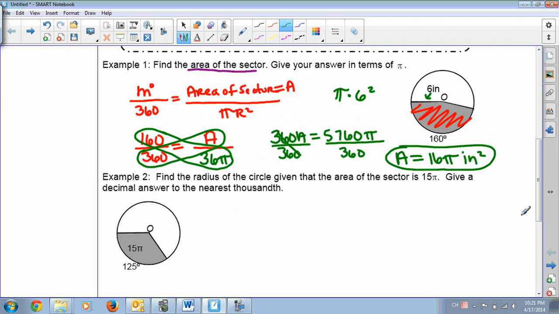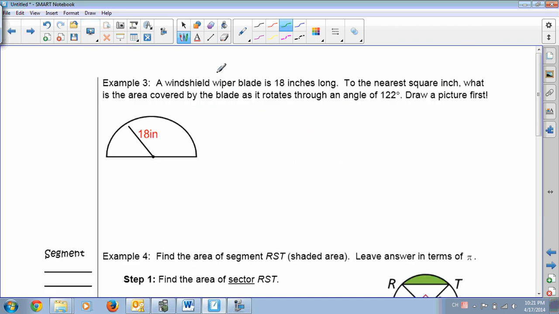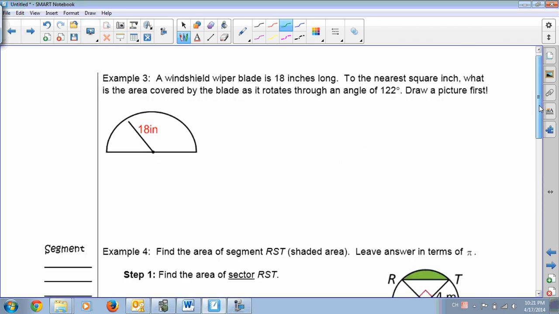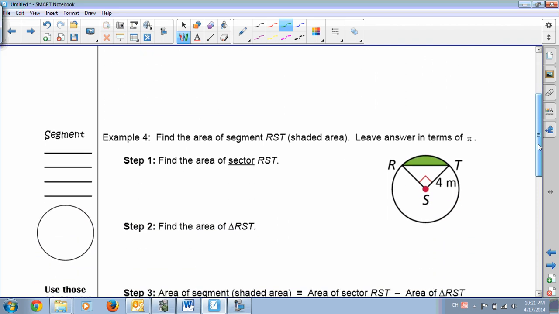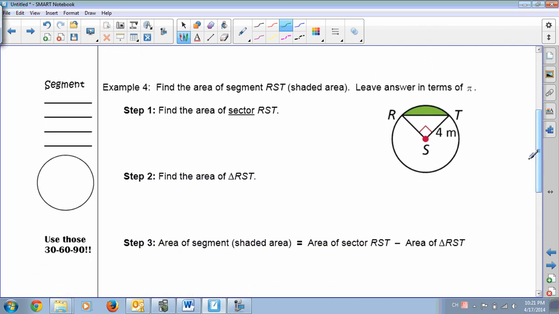Okay, we're going to save example 2 for class. Turn to the next page, and we're actually also going to save example 3 for class. So I want us to look down on example number 4. Before we decide how to do example 4, we're going to talk about the definition of a segment, which is right here on the left-hand side.